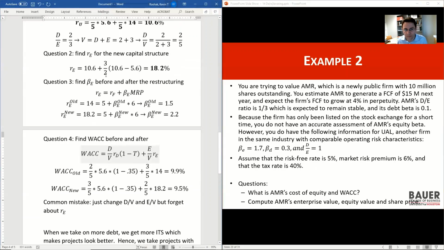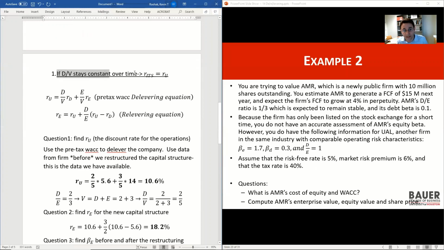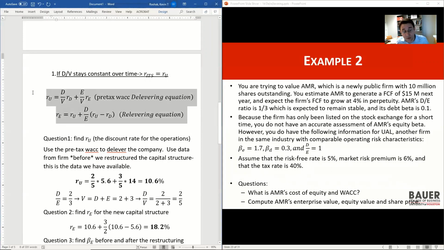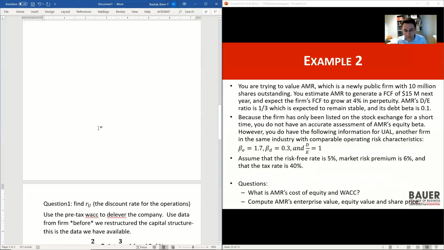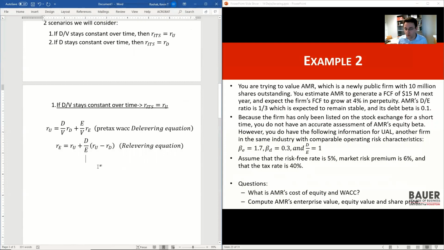Let's do another example. Again, we're going to stay in this world where debt to value is constant. That means that the tax shield is going to have the same discount rate as the assets, which means we're going to have these two formulas. We're going to just apply these over and over again. Okay, so I'm going to drop those notes and work on question 2.